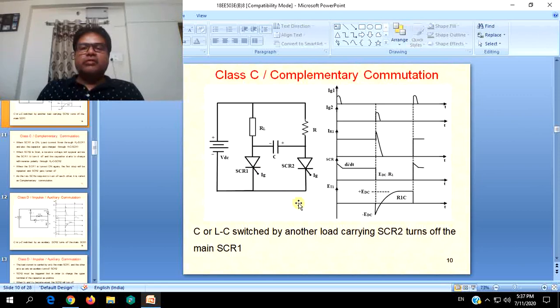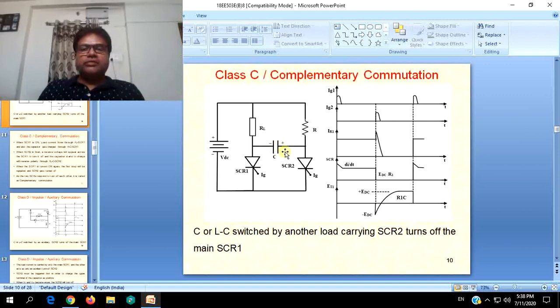But different from what we have seen in the previous video, where the auxiliary SCR was not carrying any load current, in this circuit the auxiliary SCR2 will also carry load current for some time, and the eventual action of both SCR1 and SCR2 will be such that they will be complementing each other. That is, when one of the SCRs is turned on, the other SCR gets turned off, and the procedure reverses. That is why it is also called complementary commutation.